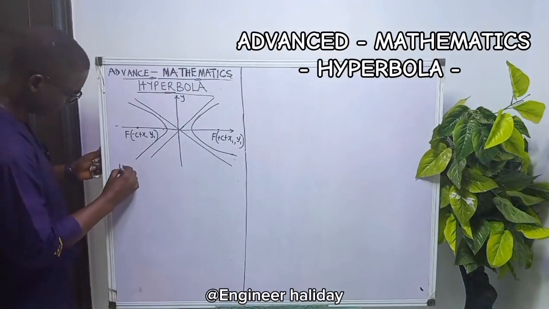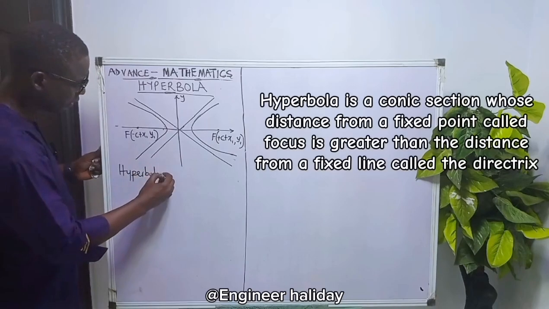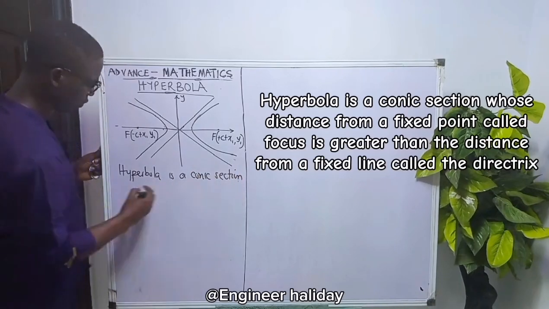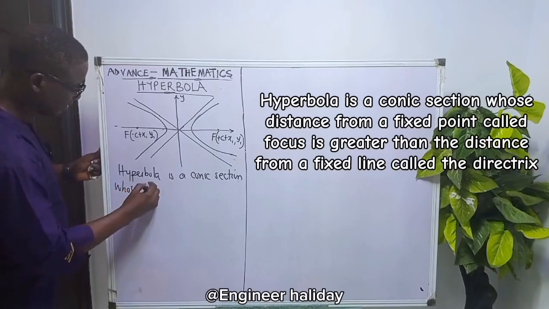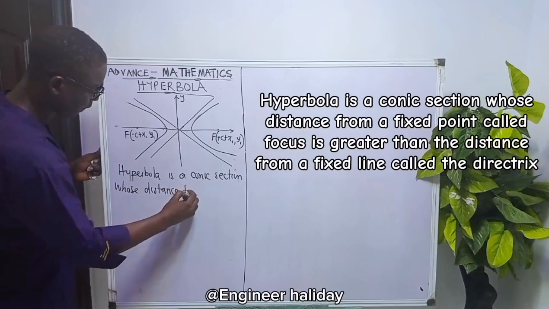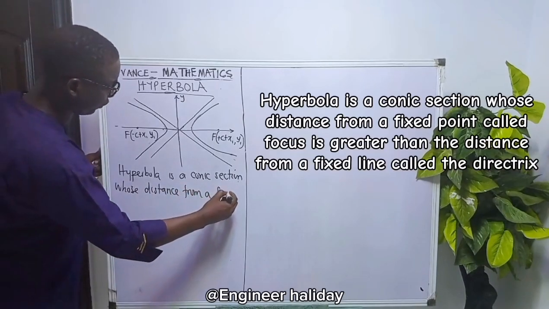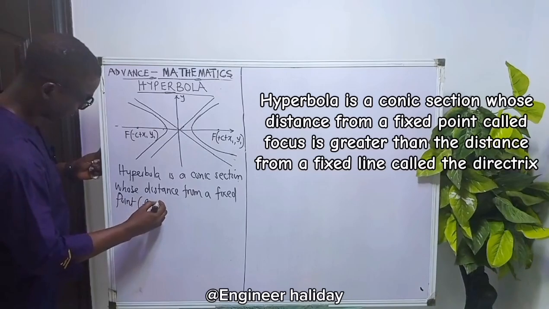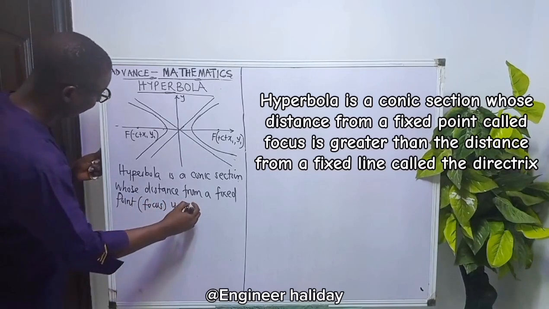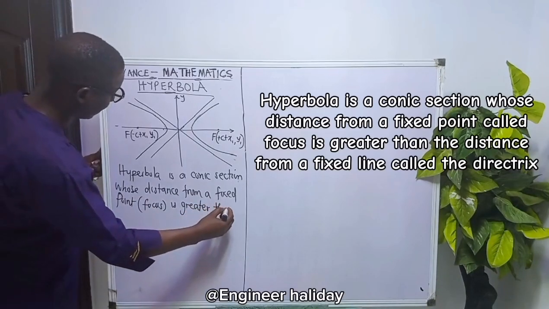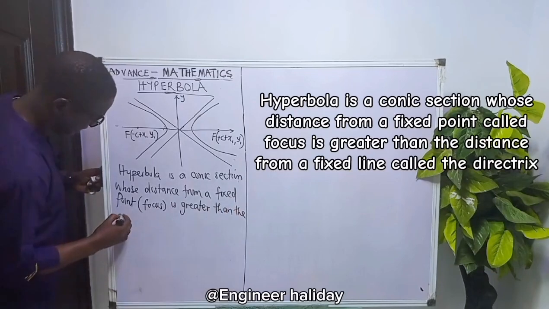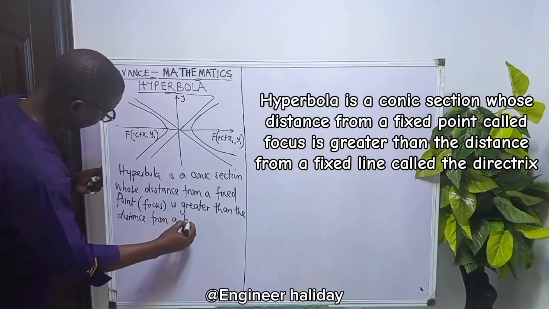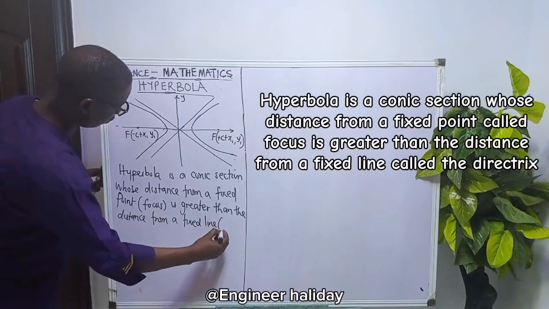Now, a hyperbola is a conic section whose distance from a fixed point, called the focus, is greater than the distance from a fixed line, called the directrix.